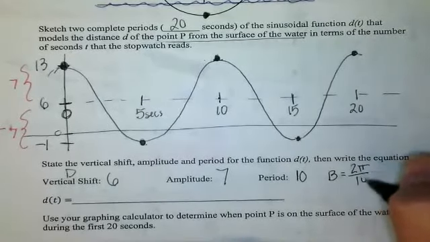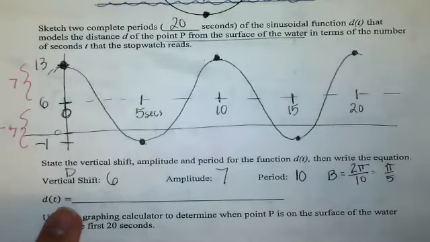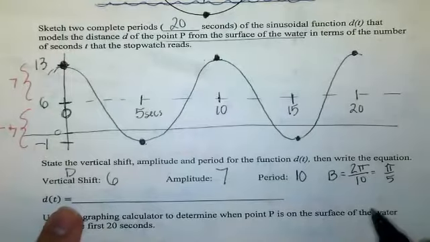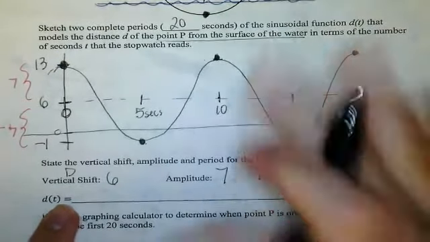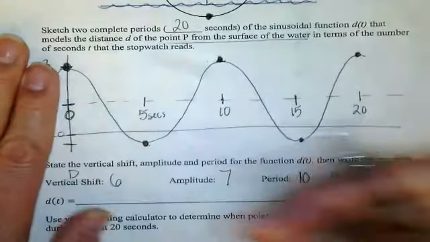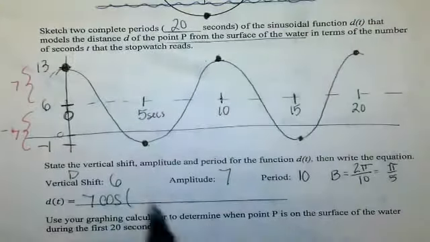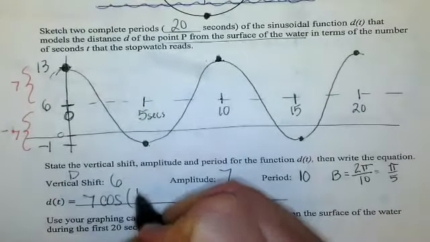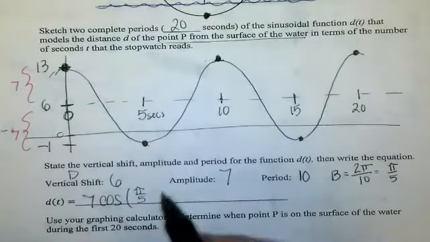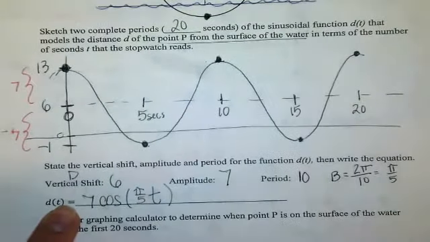2 pi over 10, which is pi over 5. All right, so then to write our equation, we have amplitude of 7. Is the A value 7? Yeah. So 7 cosine of B is pi over 5 times x, although we don't have x, we have t because we've got time.